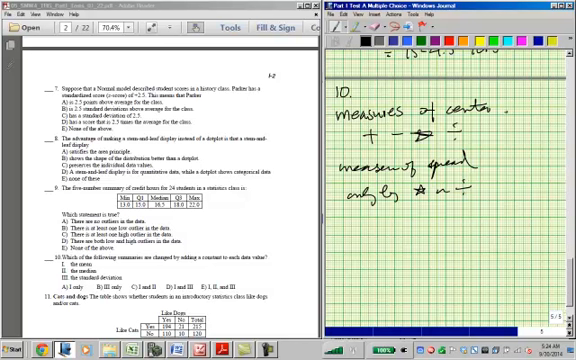Now, measures of center and position, like min, max, Q1, Q3, those are measures of position. Those are also affected by all 4 operations. The measures of spread, which are the median and the standard deviation, are only affected by multiplication or division.